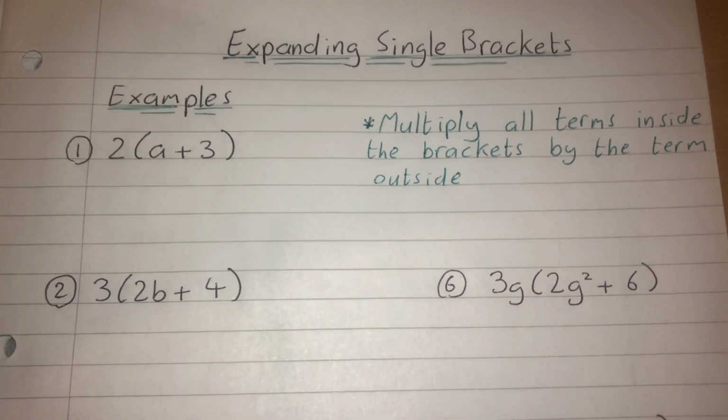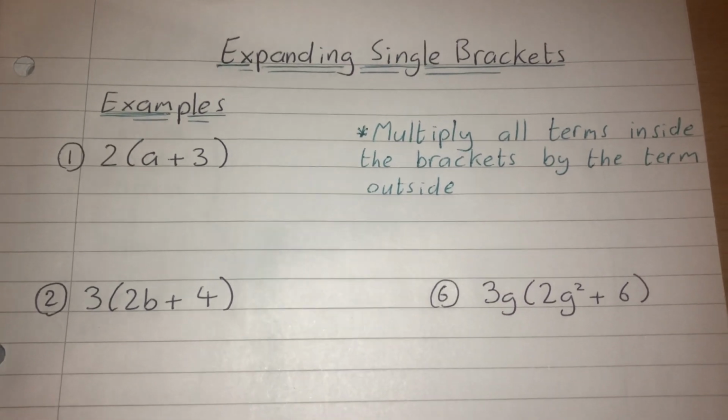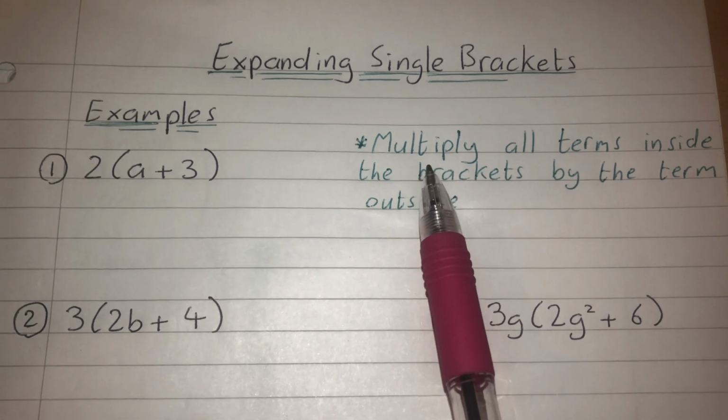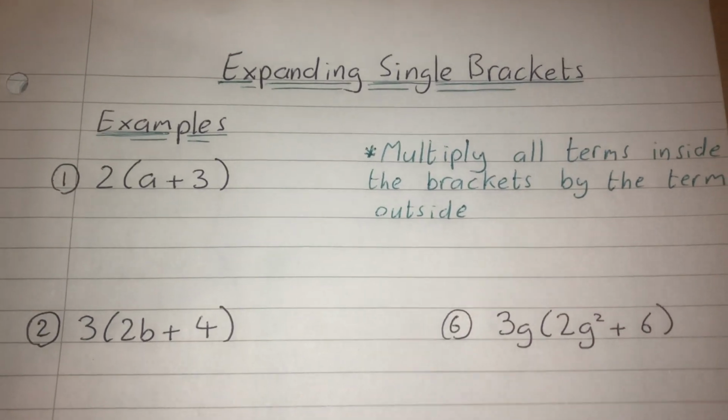What happens when you expand brackets, or sometimes it's called multiplying them out, you're actually getting rid of the brackets, okay? And the rule for this is to simply multiply all the terms inside the brackets by the term that is on the outside.